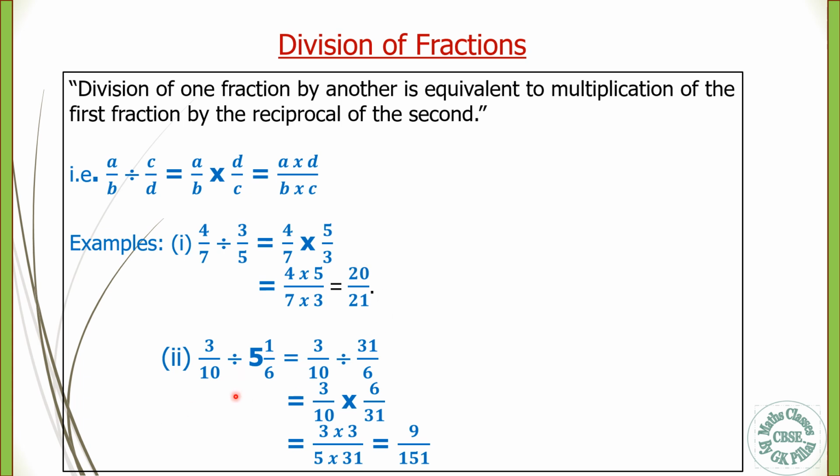Now the next one, 3 by 10 divided by 5 1 by 6. You should definitely write this one as an improper fraction. From the mixed fraction you change it into an improper fraction. 5 6s are 30, 31 upon 6. Now you have to multiply these two. Where possible we can cancel out, and finally you will get 9 upon 151.